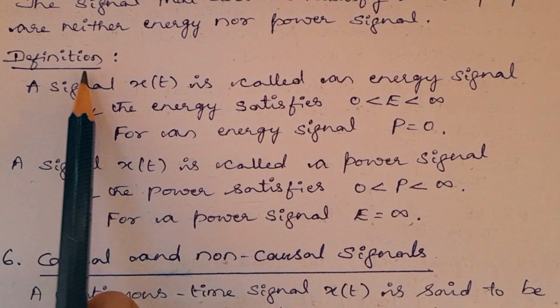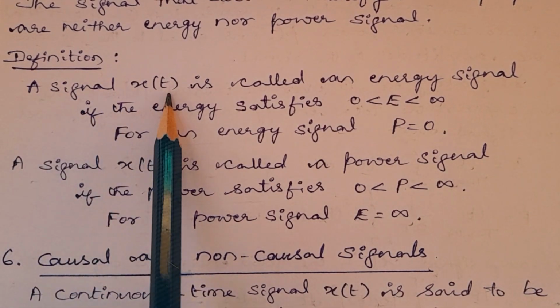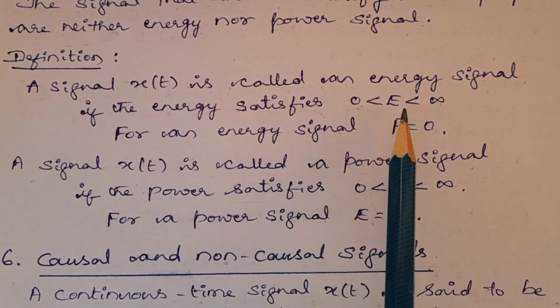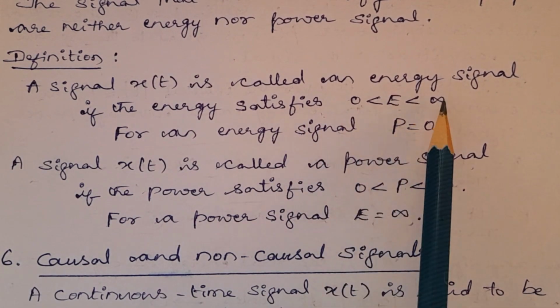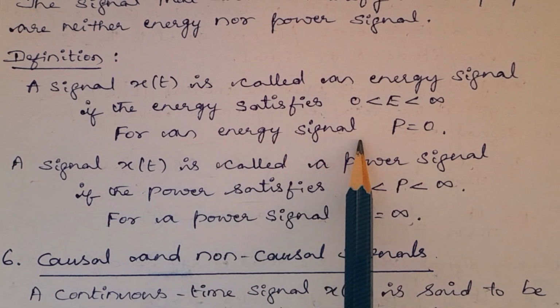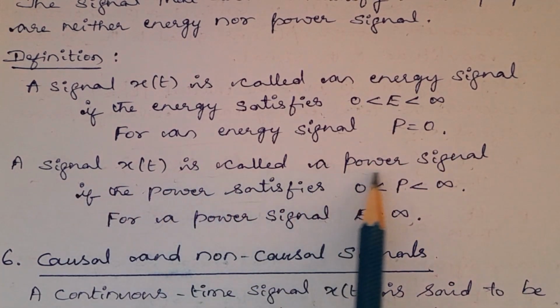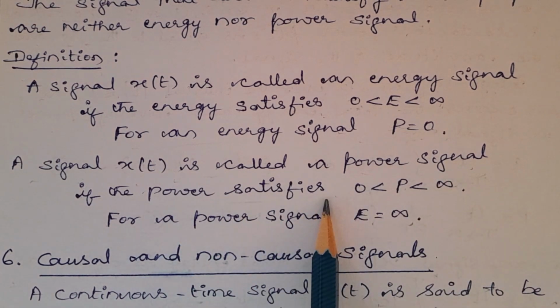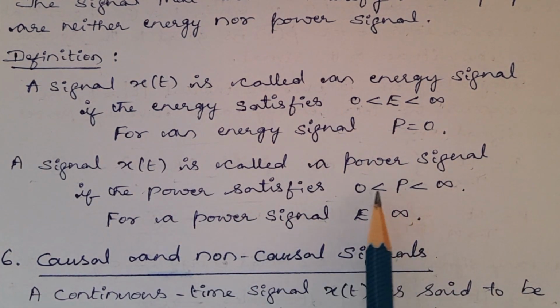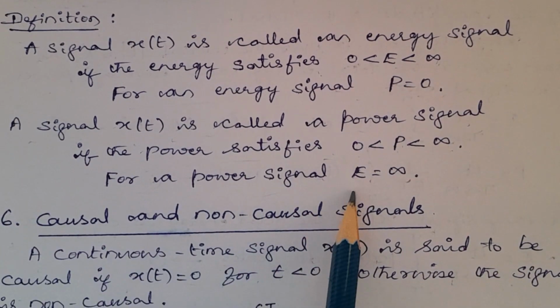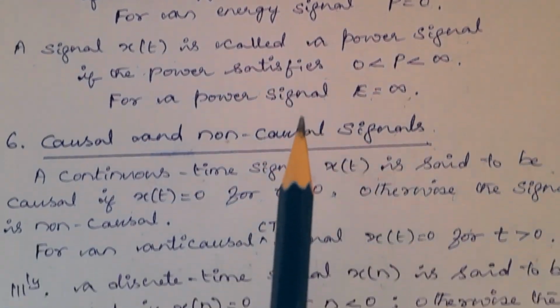Definition for energy and power signal. A signal x of t is called an energy signal if the energy satisfies energy varying from 0 to infinity. For an energy signal, power becomes 0. A signal x of t is called a power signal if the power satisfies power varying from 0 to infinity. For a power signal, energy becomes infinity.